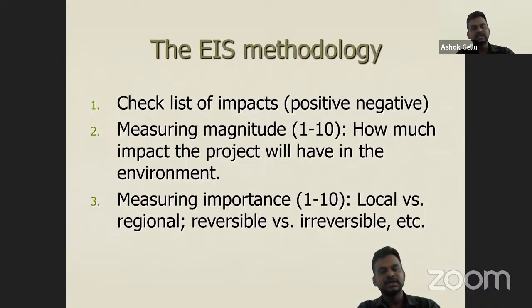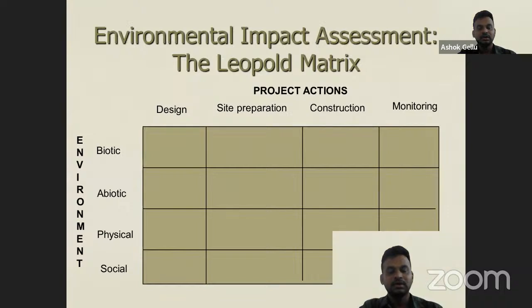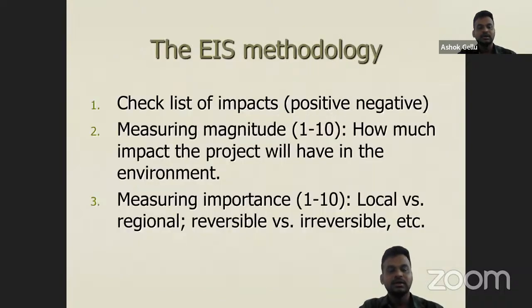EIA methodology: a checklist of positive and negative impacts, measuring magnitude, how much impact the project will have on the environment, and measuring importance, local, based on pollution and conservation strategies, and positive and negative impacts at local and regional levels, and irreversible, etc.